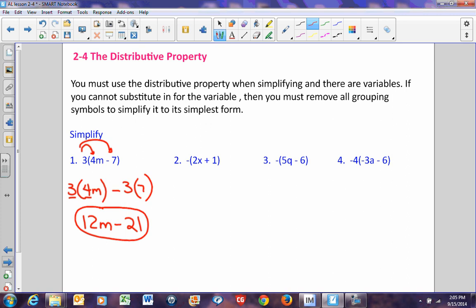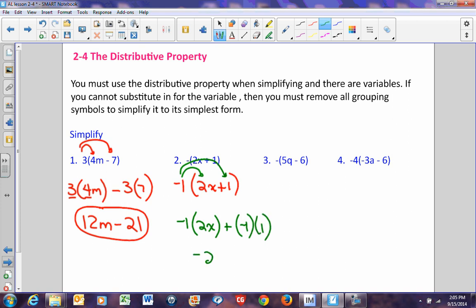Problem number 2 has a negative sign on the outside of it, which is the same thing as saying negative 1 times 2x plus 1. Again, we can distribute. We can take this negative 1 and multiply it by the 2x, and then take this negative 1 and multiply it by the 1. So we have negative 1 times 2x plus negative 1 times 1. So this becomes negative 2x minus 1.